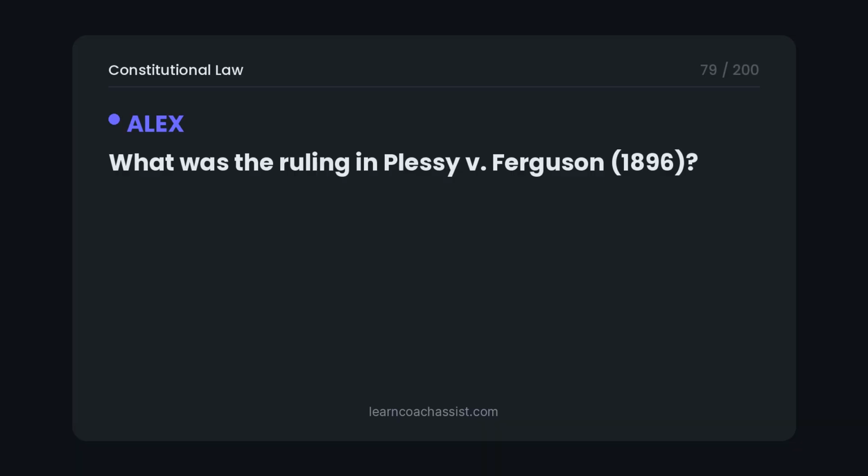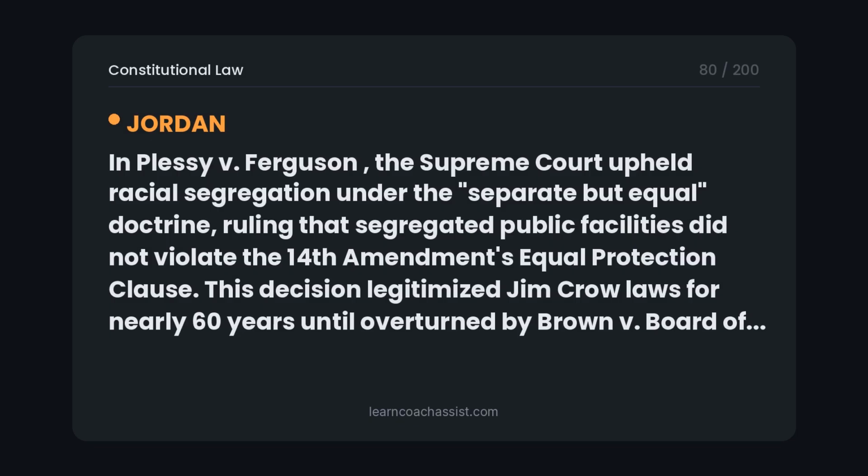What was the ruling in Plessy v. Ferguson, 1896? In Plessy v. Ferguson, the Supreme Court upheld racial segregation under the separate but equal doctrine, ruling that segregated public facilities did not violate the 14th Amendment's Equal Protection Clause. This decision legitimized Jim Crow laws for nearly 60 years until overturned by Brown v. Board of Education.